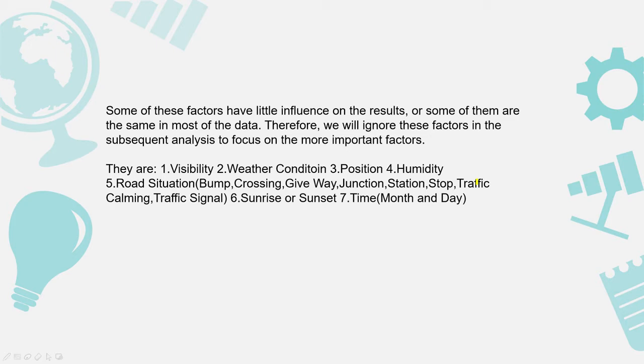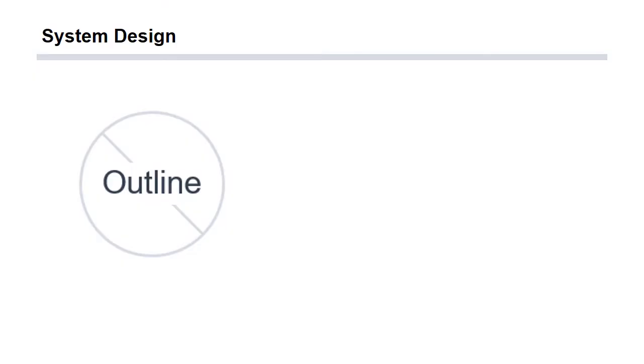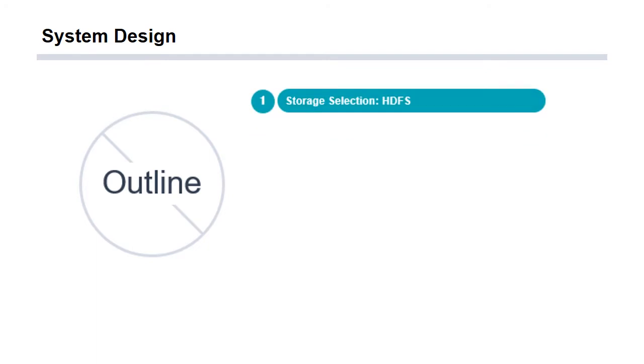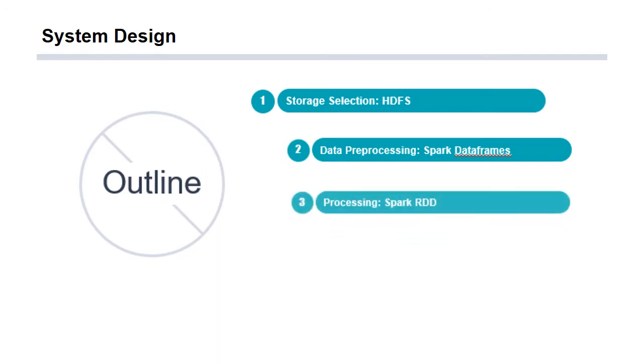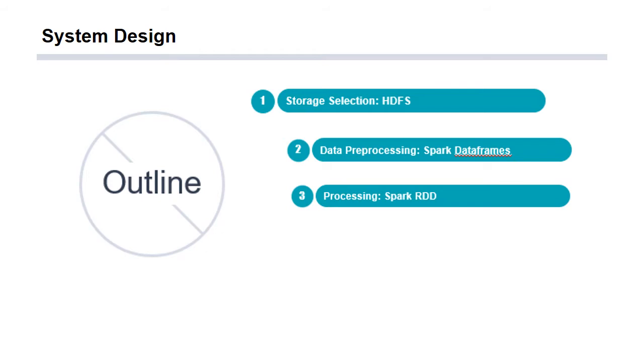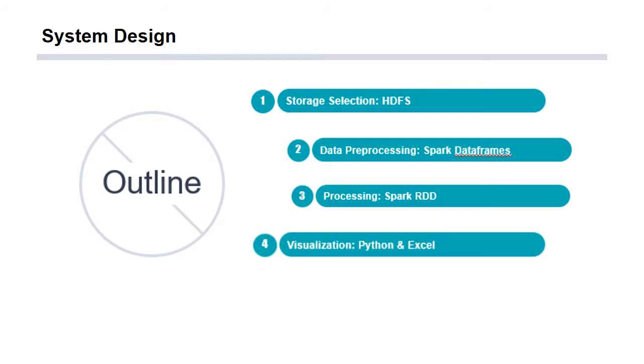The next part is the overview of design to fulfill these aims. System design encompassed 4 major steps. First, we decided which storage or file system to use. Next, how we are going to prepare the data for analysis. Then, the processing that will be carried out on the dataset to extract insights. And finally, using visualization tools to express those insights.